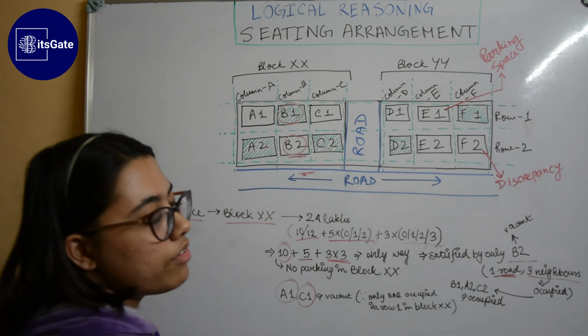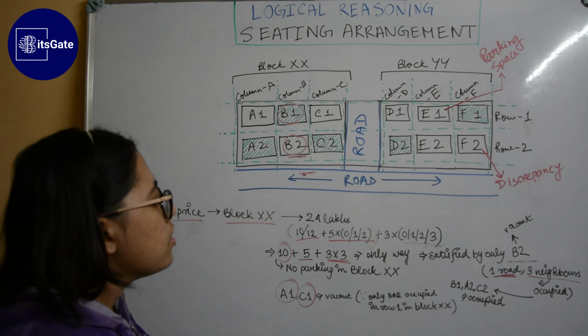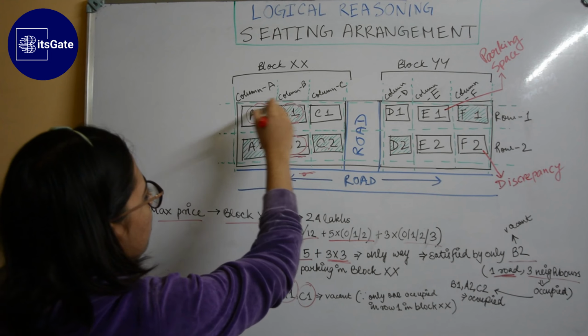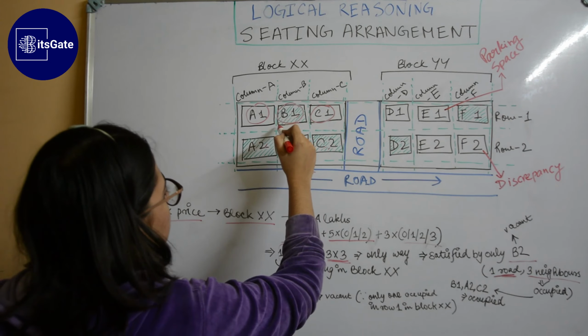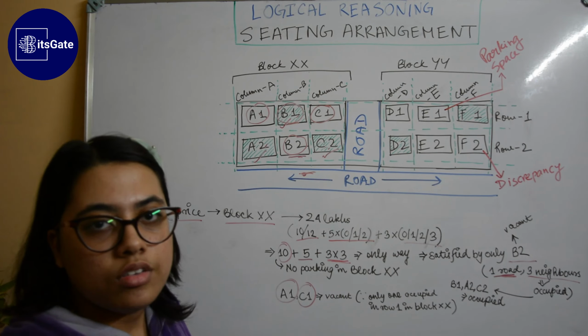And B2 we have found is already vacant. That's why it's for sale and we have a price for it. So the vacant houses in block XX are A1, C1 and B2, and the occupied houses are B1, A2 and C2. Now we will move to block YY.